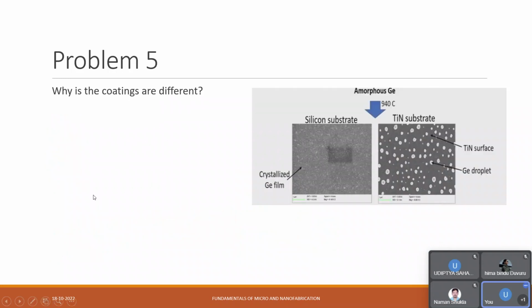So here there are two substrates. The first one is a silicon substrate, and the second one is titanium nitride coated on the silicon substrate. On both of these, germanium is coated and then melted to crystallize at 940 degrees Celsius. But on the silicon substrate we have a uniform profile, while on titanium nitride we can see germanium droplets. So what is the reason behind this?